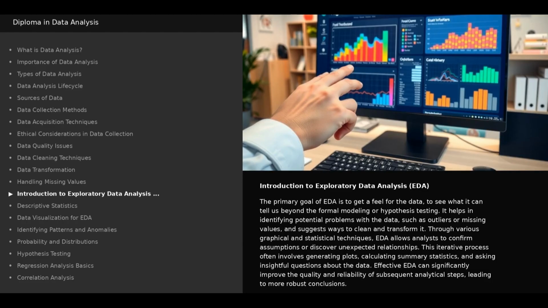It helps in identifying potential problems with the data, such as outliers or missing values, and suggests ways to clean and transform it. Through various graphical and statistical techniques, EDA allows analysts to confirm assumptions or discover unexpected relationships. This iterative process often involves generating plots, calculating summary statistics, and asking insightful questions about the data. Effective EDA can significantly improve the quality and reliability of subsequent analytical steps, leading to more robust conclusions.